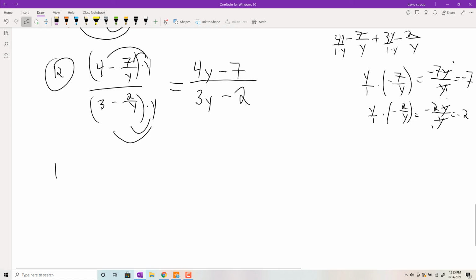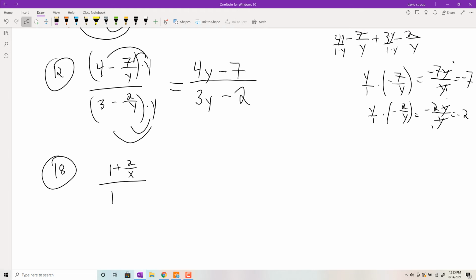Let's try number 18. So 1 plus 2 over x all over 1 minus 4 over x squared. So any guesses on the LCD? Anybody want to guess? Well, x won't be good enough, right? You need x squared. Multiply top and bottom by x squared.